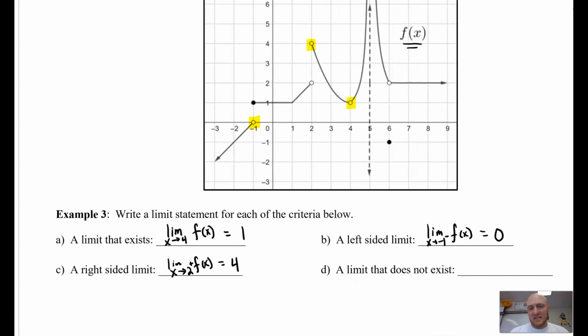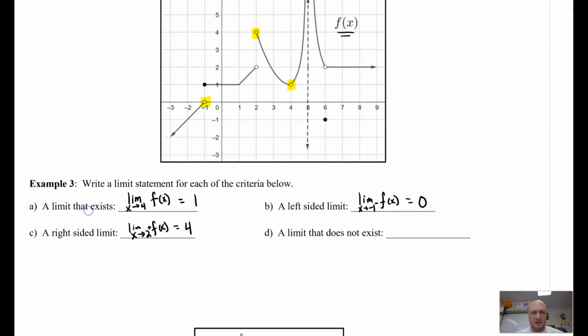All right, and lastly, a limit that does not exist. Let's just do 2. The limit of f of x as x approaches 2 does not exist.